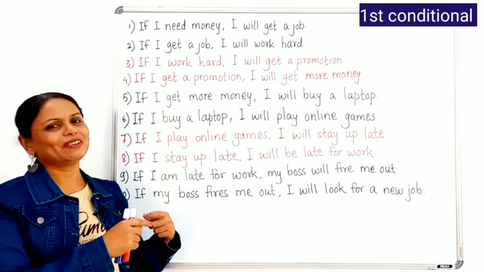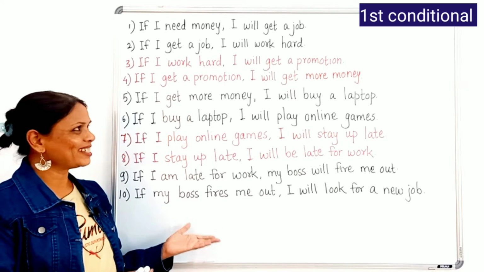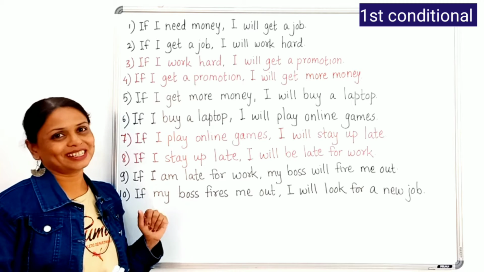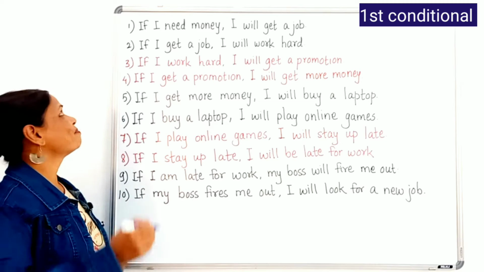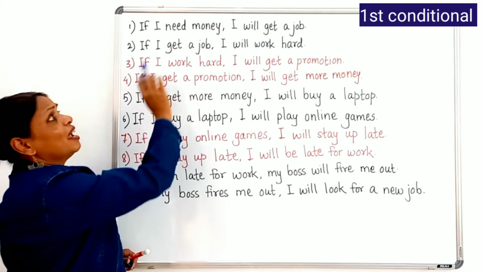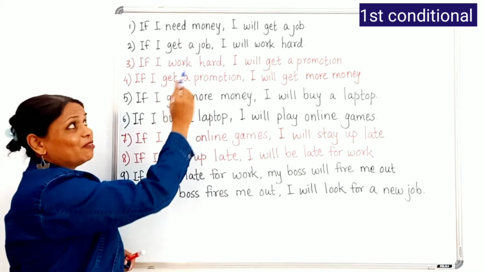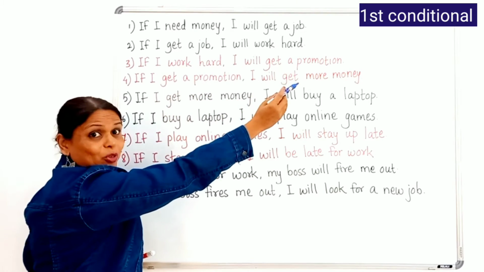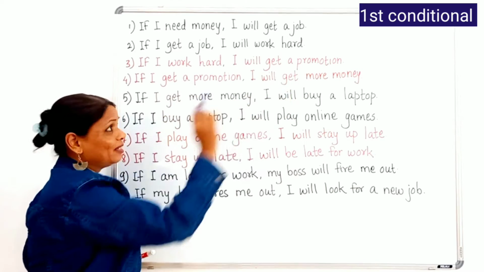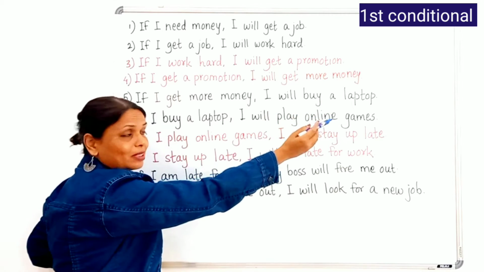This is a series of events that may happen in any common man's life. It is quite interesting. Let's read them out so you get a better idea of the first conditional. Let's see. If I need money, I will get a job. If I get a job, I will work hard. If I work hard, I will get a promotion. If I get a promotion, I will get more money. If I get more money, I will buy a laptop.